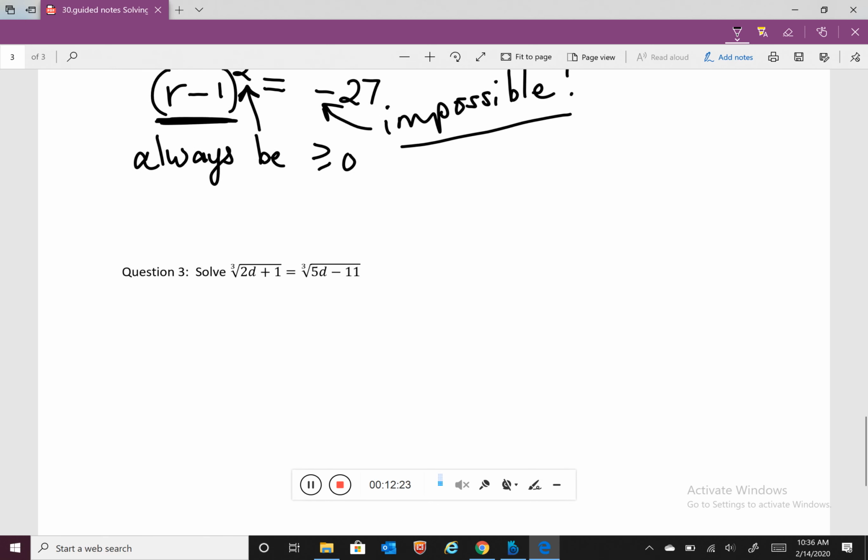Your third question, notice the left side, we have cubed root of our base, and the right side, we have cubed root of, and then the base there.